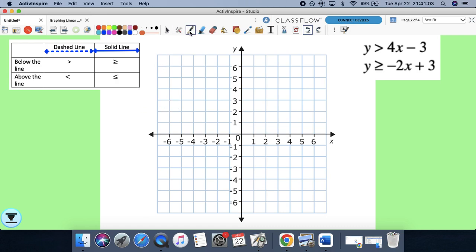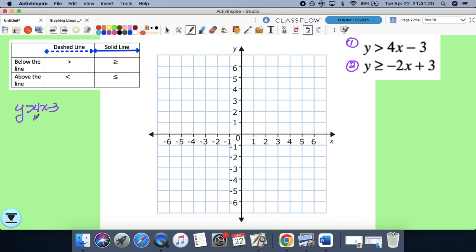So these two inequalities are in a format that we like because we can easily identify the slope and the y-intercept. So let me call that inequality 1 and this one inequality 2. So let me bring inequality 1 here. Y is greater than 4x minus 3.